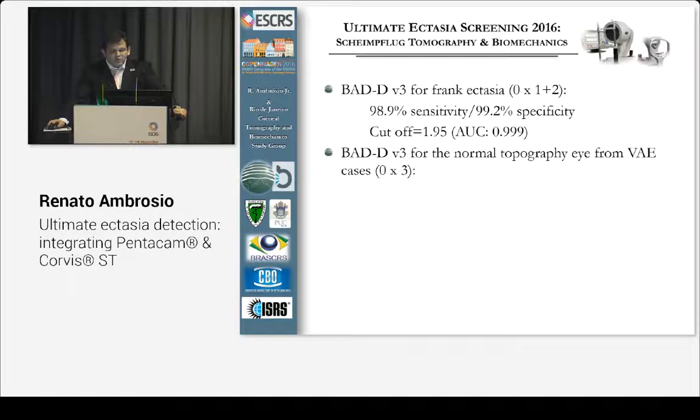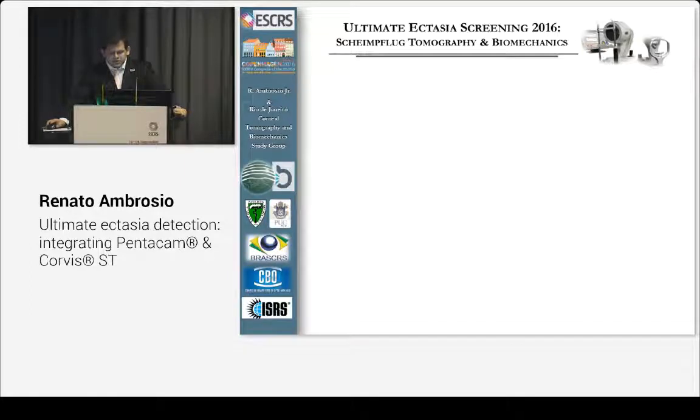But if you look at the topographically normal eye, you have 81.2% sensitivity. And you have to go down with the cutoff value to 1.07, which sacrifices specificity. This is the best cutoff, in my opinion, around 1.4, which is still white on the Belin/Ambrósio display. But it will give you a very bad sensitivity. So you have to go beyond topography and tomography to detect those cases.